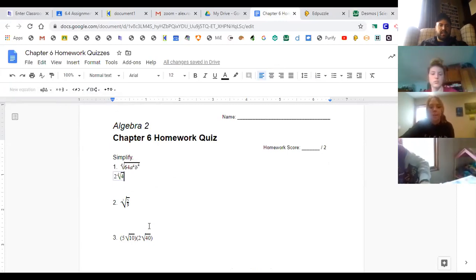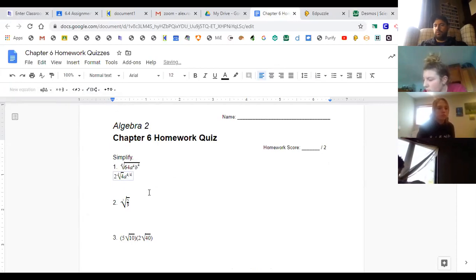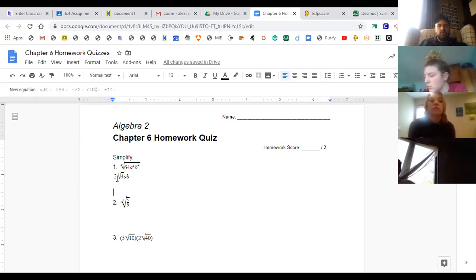And then the nice thing is, we would do a to the 4 divided by 4. Well, 4 divided by 4 is just 1, so you just get a. The next one would be b to the power of 4 divided by 4, which is also 1, so we just write b. Here's our answer for question number 1: 2 times the 4th root of 4, and then ab.